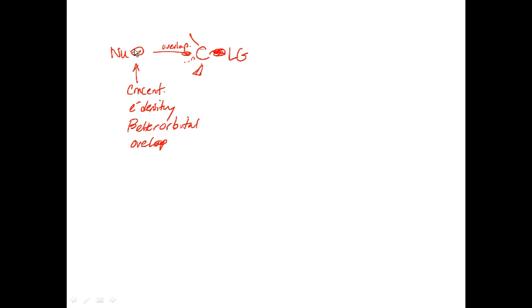Between the nucleophile's orbital and the little tiny lobe of the sp3. And so if you can concentrate the electron density more, then you'll get better orbital overlap, and in essence a more stable transition state, which means you'll get a lower activation energy, which means you'll get a faster SN2 reaction.